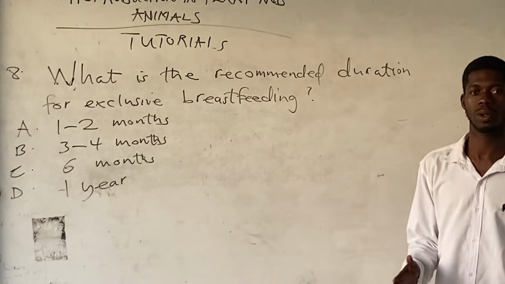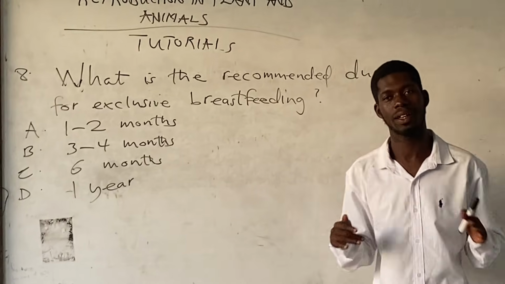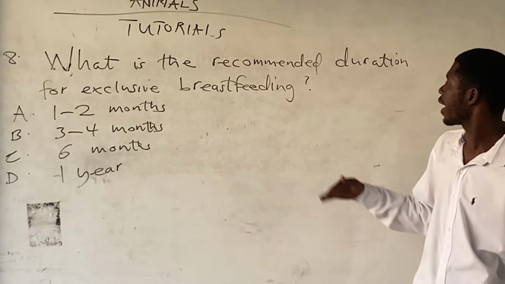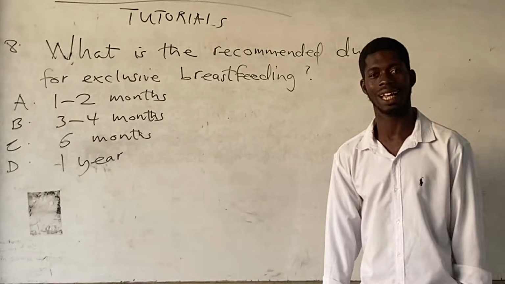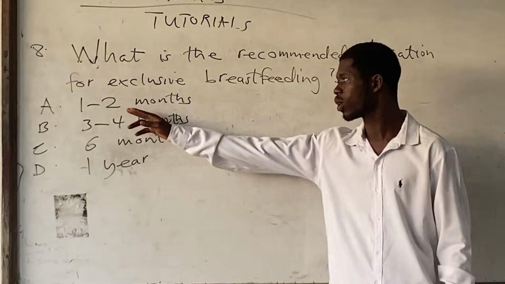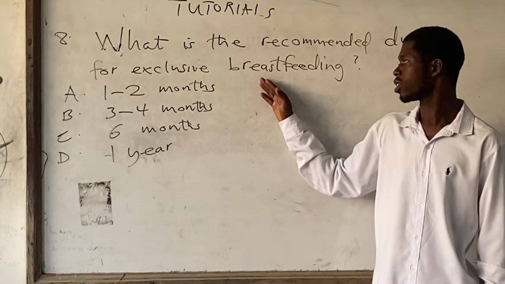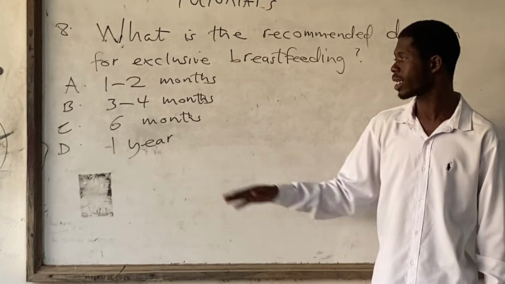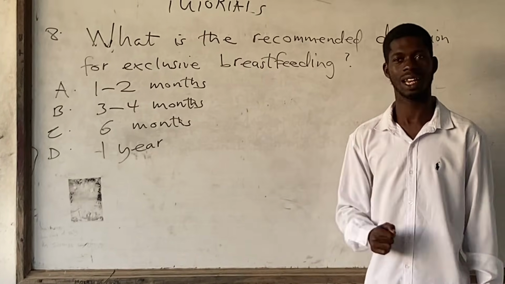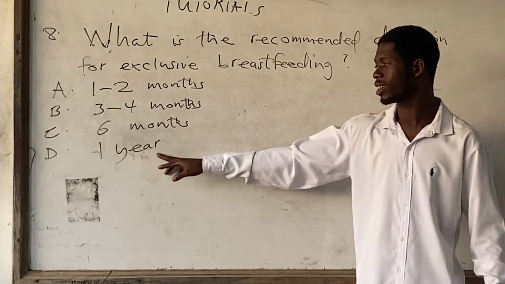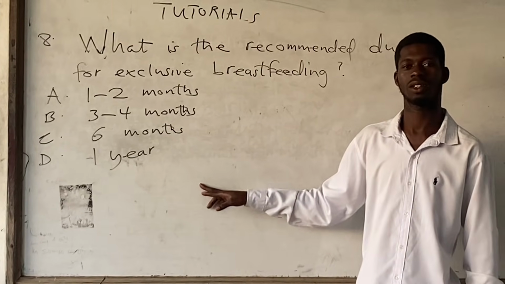You know that when the baby is born, the mother breastfeeds the child, right? So what is the duration for that? A says 1 to 2 months. No, that is so small, right? B says 3 to 4 months, which is also small. D, 1 year. No.